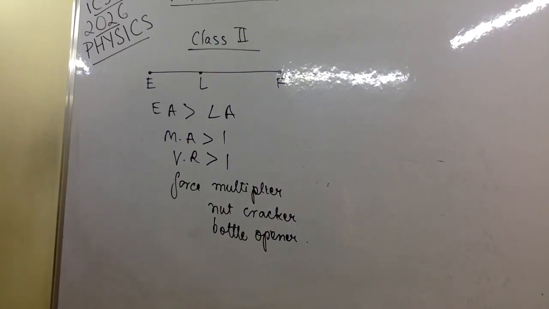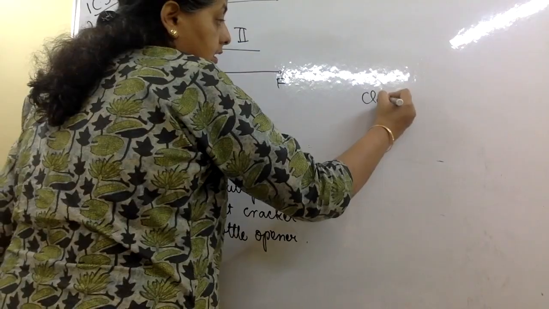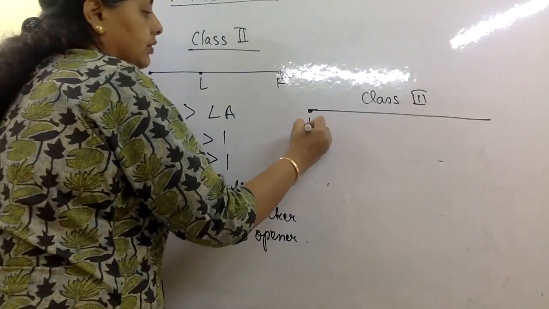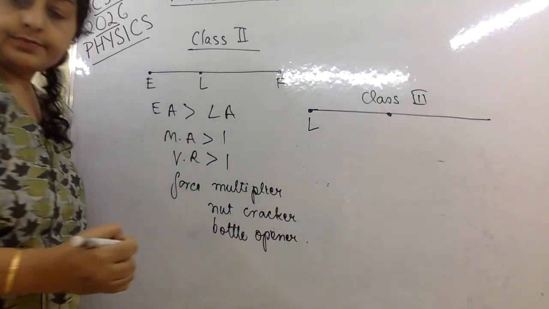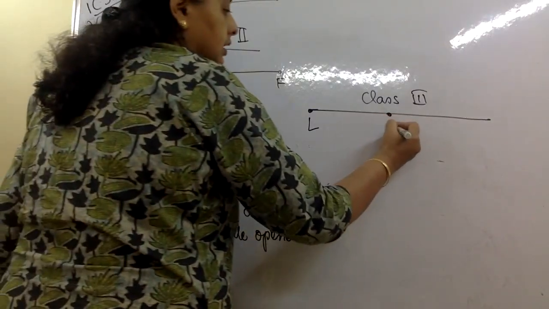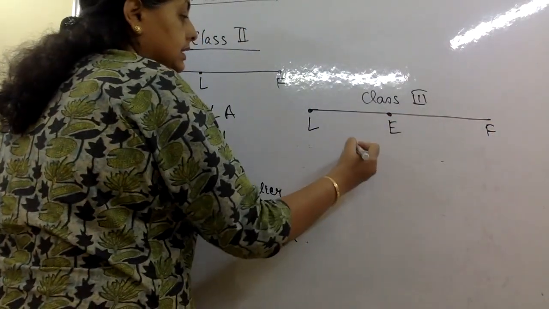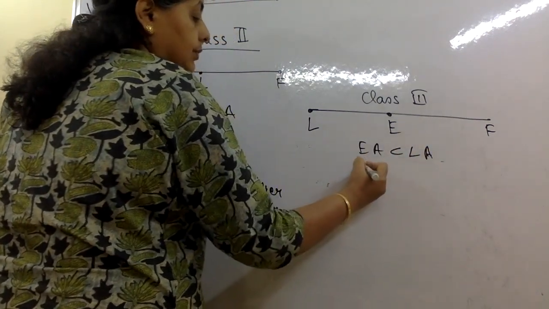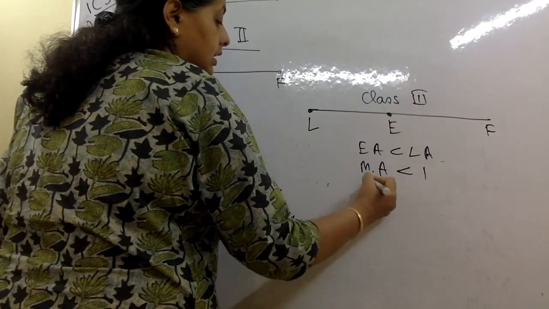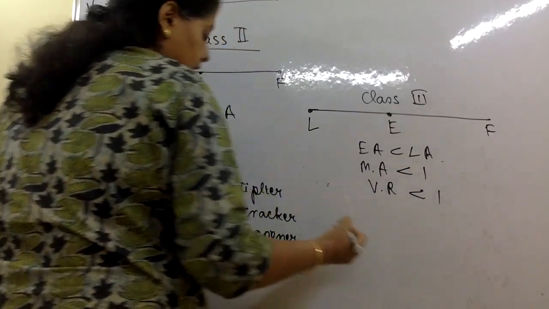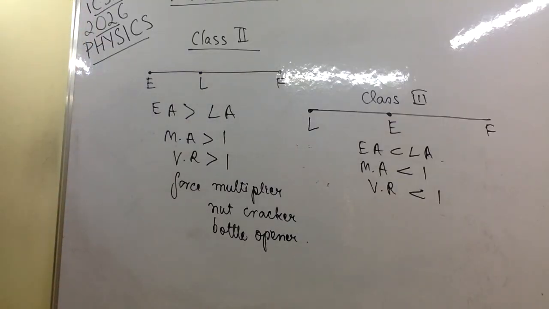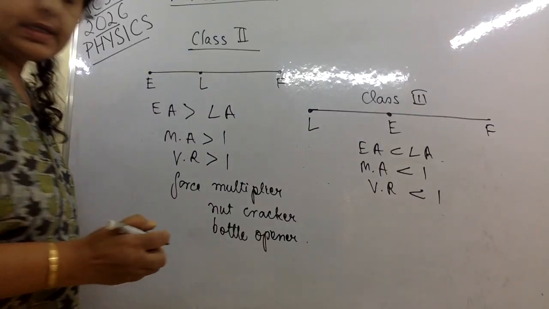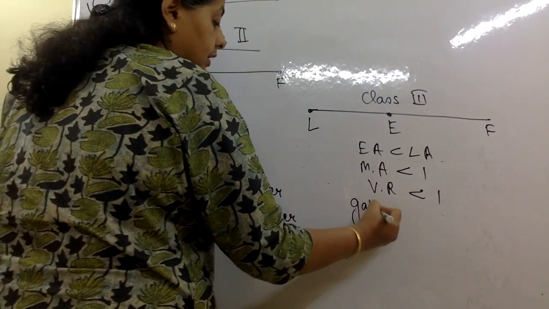Okay, now let's see class 3 lever. Class 3 lever will have the load here, and then will have the effort. The effort comes in the middle and the fulcrum at one side again. This time effort arm is less than load arm clearly, and mechanical advantage less than 1, velocity ratio less than 1. So what do we use it for? We can use it for gain in speed, not force multiplier.